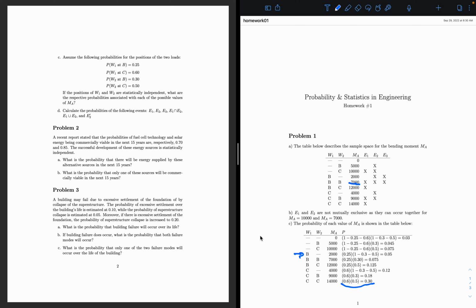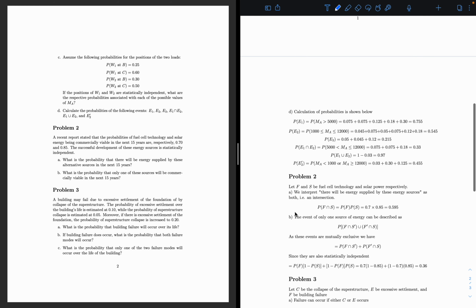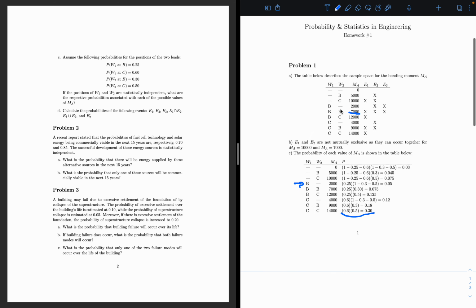And the last part of this problem was calculating the probabilities of the following events. Let's see if we can scroll here. There we go. So we've got the probability of E1, and remember that E1 is these values here, 1, 2, 3, 4, 5 different values. Each of those has a probability associated with it, right? Because it corresponds to a combination of applying the loads at the different points.